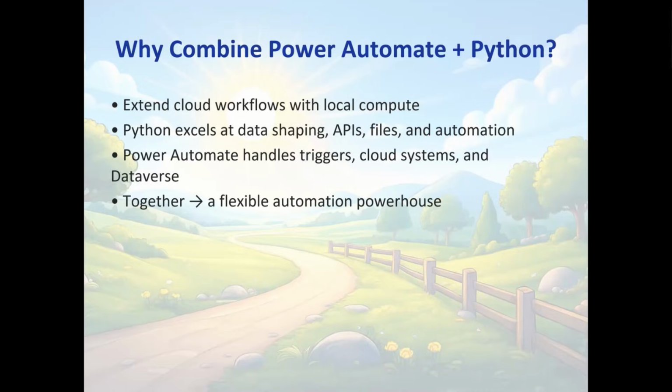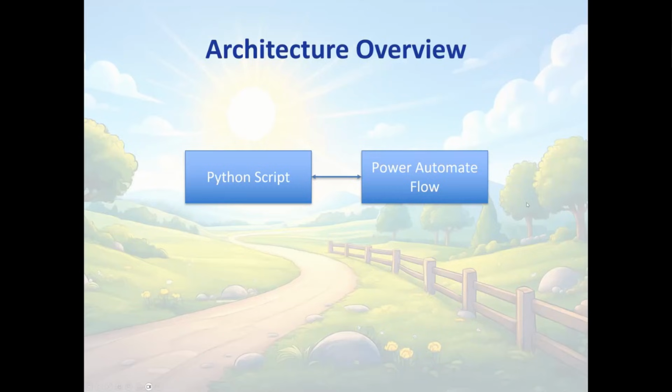Another thing I use, you can have Python trigger a flow that communicates with Dataverse. Then you can grab data out of Dataverse and do a lot of cool things on the Python side, just because now you have the data. It's basically just showing that a Python script can communicate with Power Automate Flow. There's the bidirectional arrow.